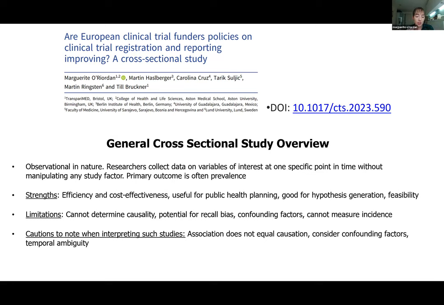So how are these applied in research? They're often used in health surveys, economic analyses, and educational research. When you're interpreting the results, be aware that association doesn't imply causation. Consider confounding factors, and also, without a clear temporal sequence, there's always a risk the outcome might have preceded the exposure. So that's just in general, but not totally applicable to my own study, which we'll actually get cracking into now.